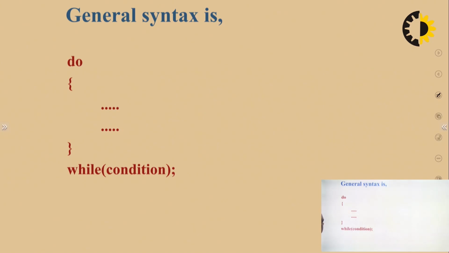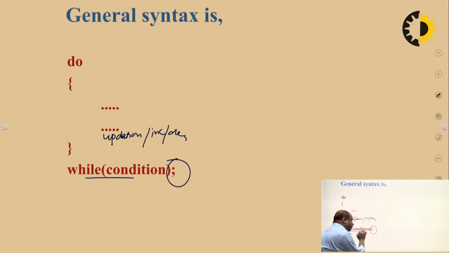So here is the general syntax for the do while loop: do, curly bracket, or we can say the block of the do statement. Here the updation or increment or decrement will be there, and then the condition is written within the while. Also here, the while statement will be terminated. In a normal while loop no termination was there, but in a do while loop, termination is required here.